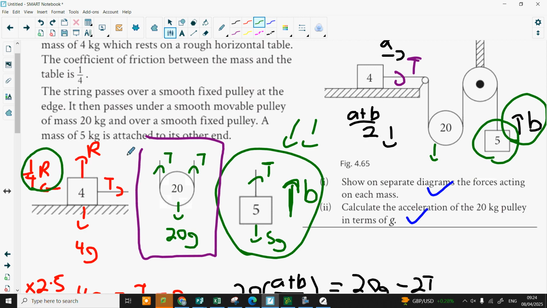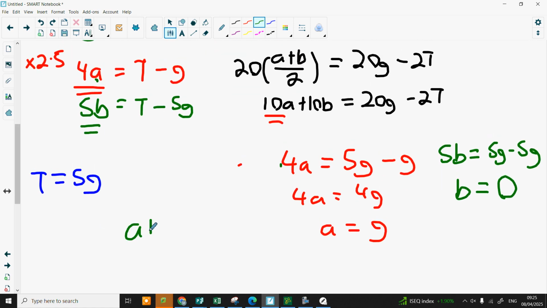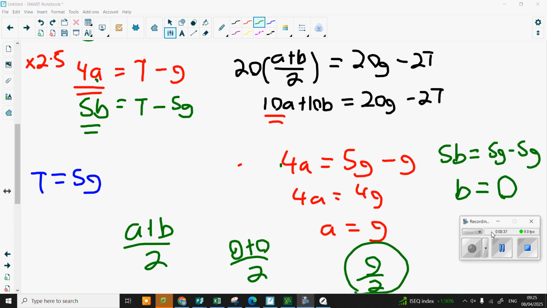A quarter R, mu R. The mu value is a quarter. And the R value is 4g because what goes up equals what goes down, because it's not burrowing into the table. So your R value always equals your weight, provided you're not sinking into the table or sliding or something like that. Okay. Now, what do we do for A plus B over 2? G plus 0 over 2, which is g over 2. Good. Okay.